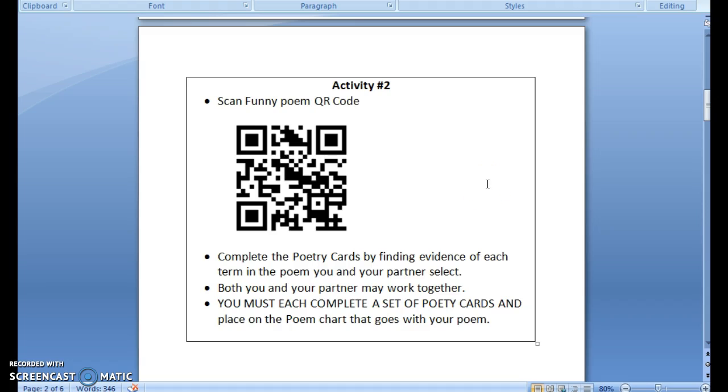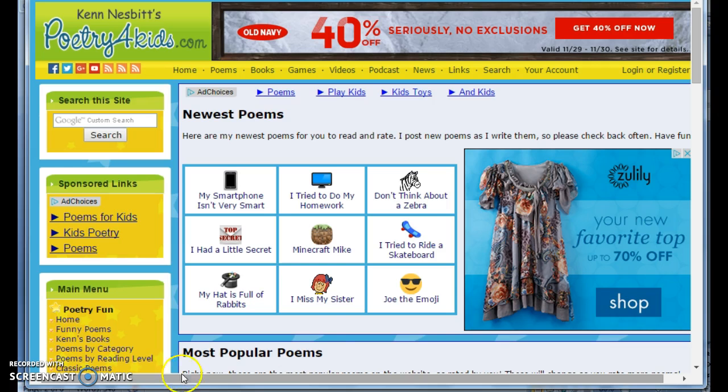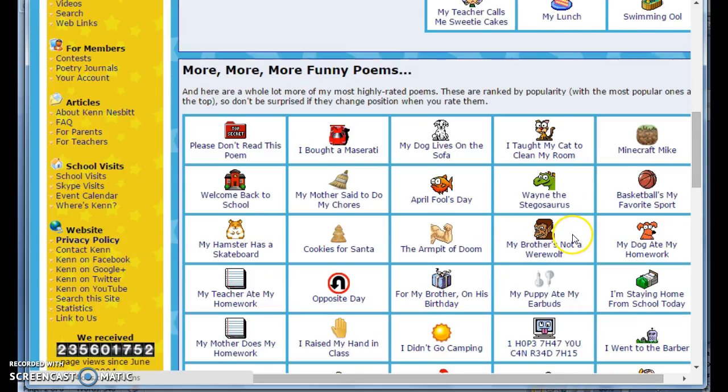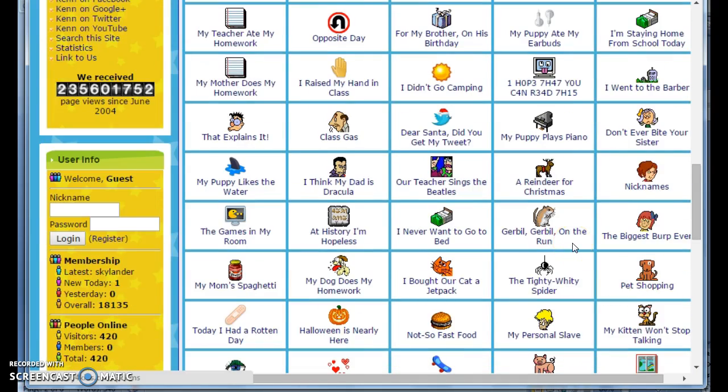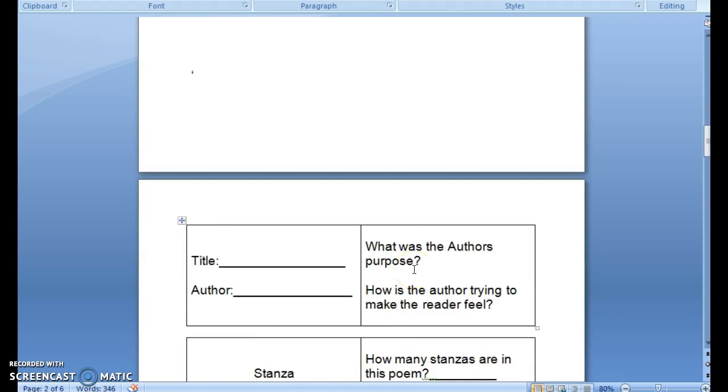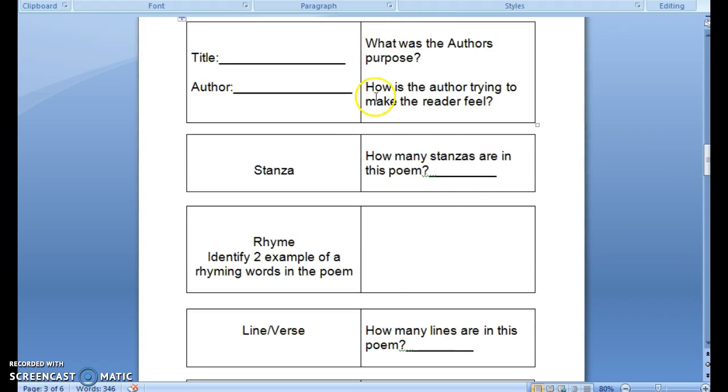The second activity, the students, still in the same pairs as the day before, scanned the QR code, and it took them to a website that had a ton of funny poems. This was very high interest for the students because they were very funny, and the students were able to either work independently on a poem that they wanted to work on by themselves, or they could work together in a pair. They were then to complete this recording sheet that went along with the poem of their choice. Again, they could either work on the same poem or they could choose to work on two different poems.